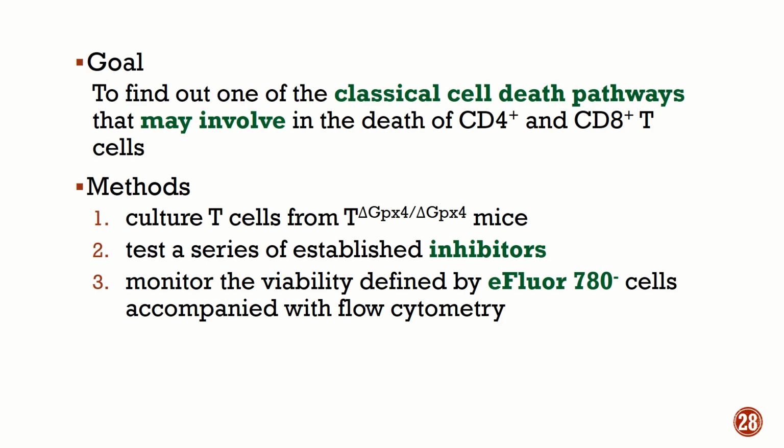And next, the other one is to know the exact cell death pathway of the GPX4-lacking T effector cells. To answer this question, a series of established inhibitors specific for each cell death pathway will be tested. When specific inhibitors added can prevent cell death, that means this cell death undergoes these specific pathways.